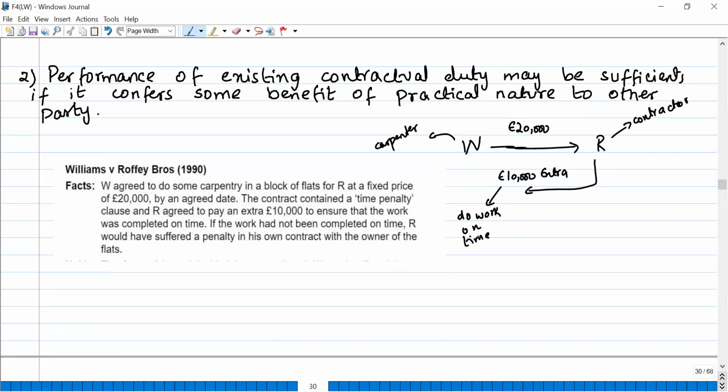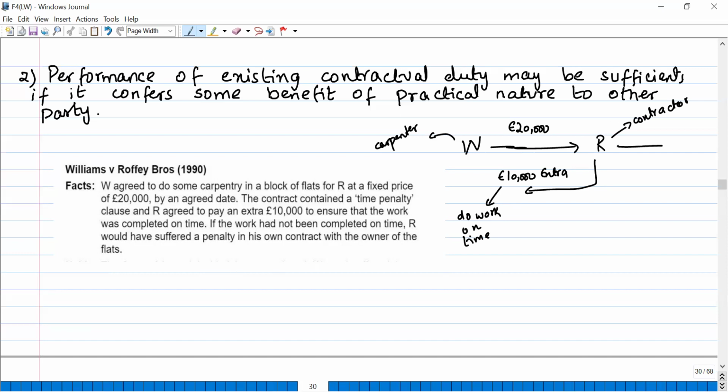Very interesting case. W had a contract with R, and the contract was for 20,000 pounds. In the contract, there was another clause in which R, who was the contractor, promised: I will pay you 10,000 pounds extra if you do the work on time. And R would have suffered a penalty in his own contract with the owner of the flats.